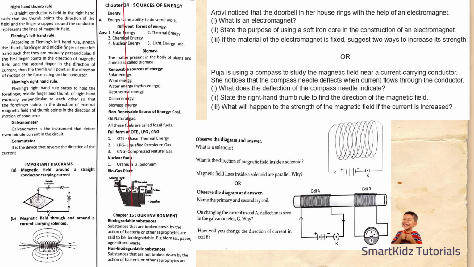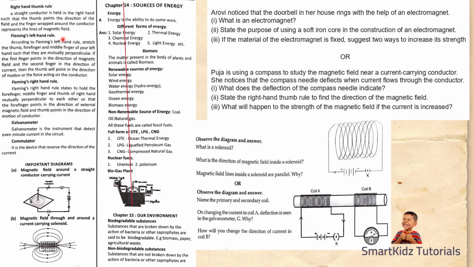Important thing to know is the right hand thumb rule, where it says that a straight conductor is held in the right hand so that the thumb points to the direction of the current, and the fingers wrapped around the conductor represent the lines of the magnetic field.